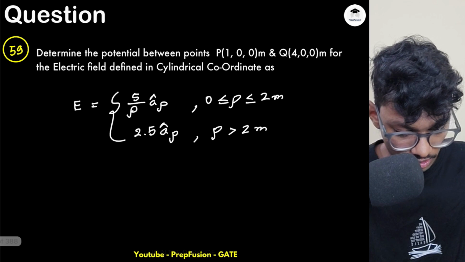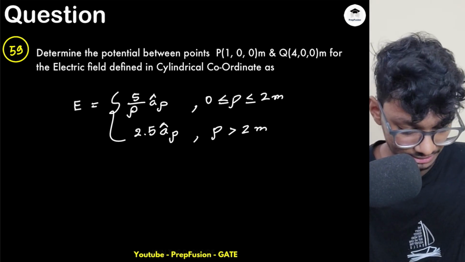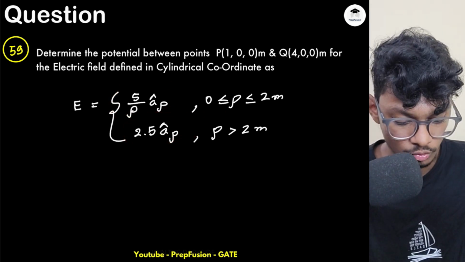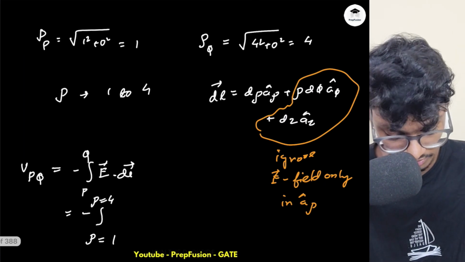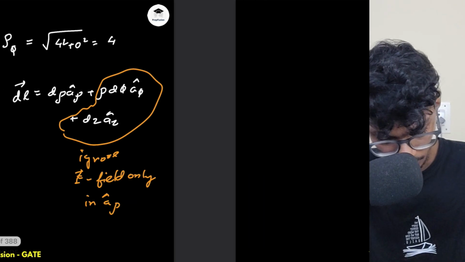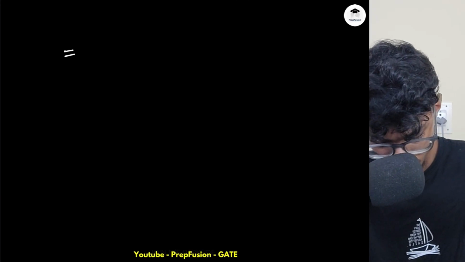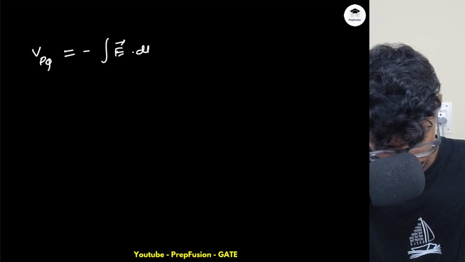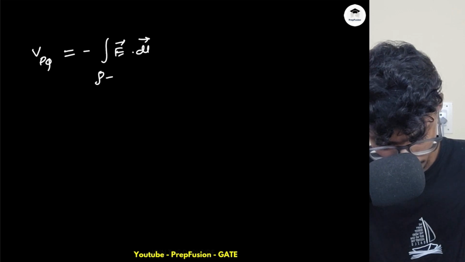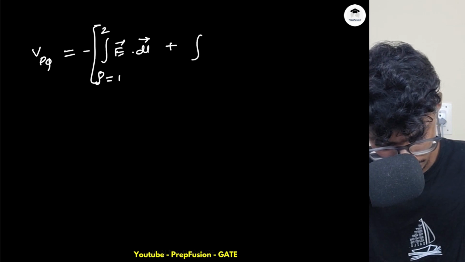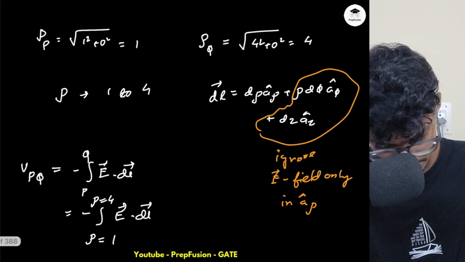E is this. Now just keep in mind that you have to break your integration, because from 0 to 2 the definition of electric field is something else, and from 2 to greater than 2 the electric field definition is something else. So I have to break down the integration. So my V_PQ will be minus integration E dot dl from rho equals 1 to 2, whole brackets, plus integration from rho equals 2 to 4, right?